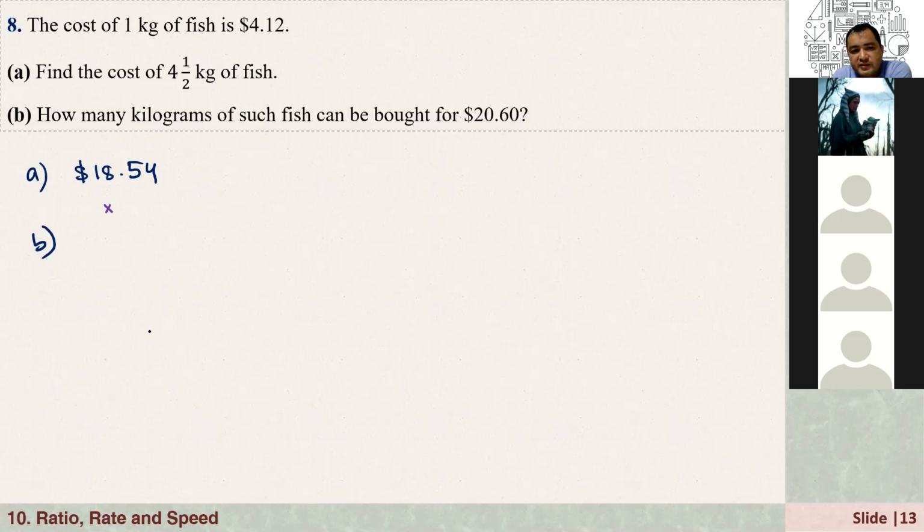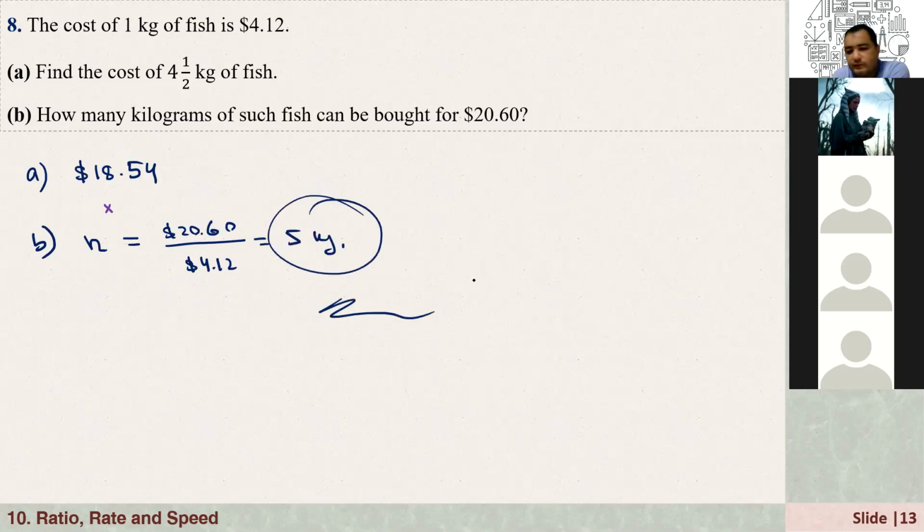How many kilograms of such fish can be bought for $20.60, right? So suppose that we can buy n kg. So we have $20.60, and the unit price is how much? It is 4.12 per kilogram. So that's equal to 5 kg. Okay, good.